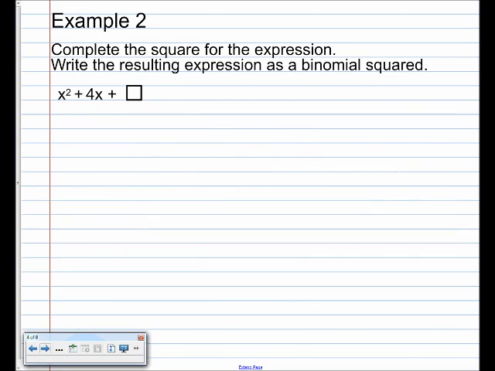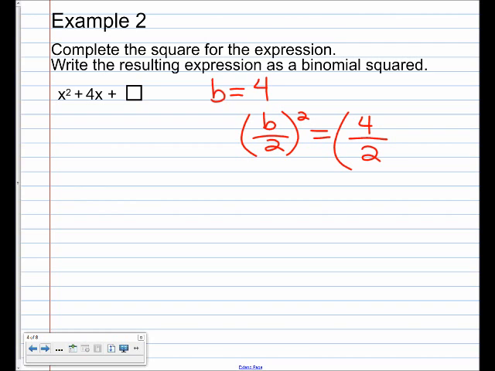Okay, let's go to example 2. In this case, my b value is 4. All right, so I'm going to do b over 2 squared. So that's going to be 4 over 2 squared. All right, and 4 divided by 2 is 2. 2 squared is 4. So I'm going to add 4 to both sides here. Or in this case, I only have one side. So I'm going to just add 4 where that box was. All right, so that is completing the square. I've just completed the square for this quadratic.